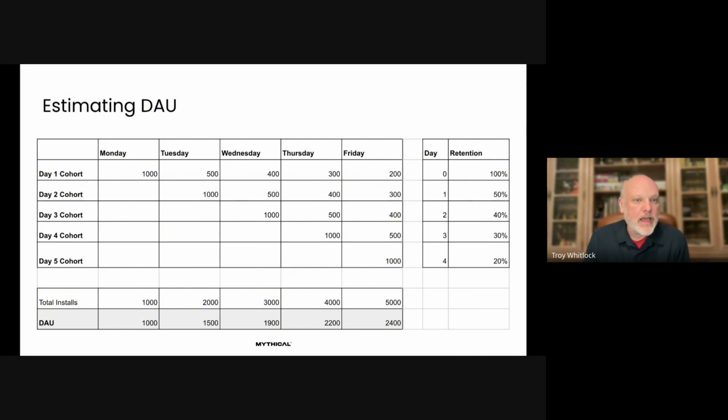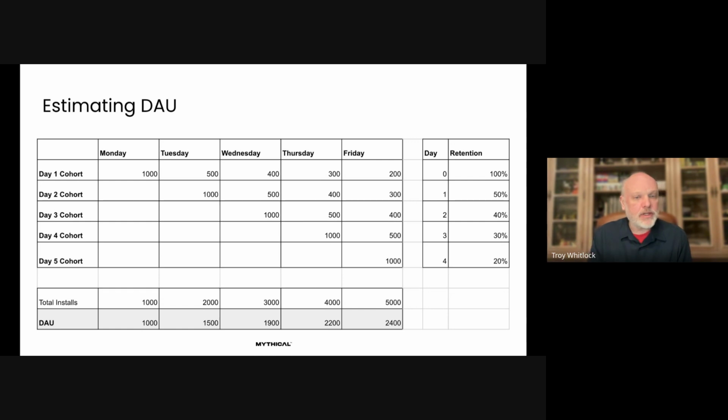You can see on day 1, on Monday, we installed 1,000 users. So our DAU for Monday was 1,000 users. On Tuesday, we installed another 1,000 users, and our day 1 retention for our Monday cohort was 50%. So on Tuesday, we have 500 users that we installed on Monday who came back, and we have the 1,000 new users we installed on Tuesday. So our DAU is 1,500.